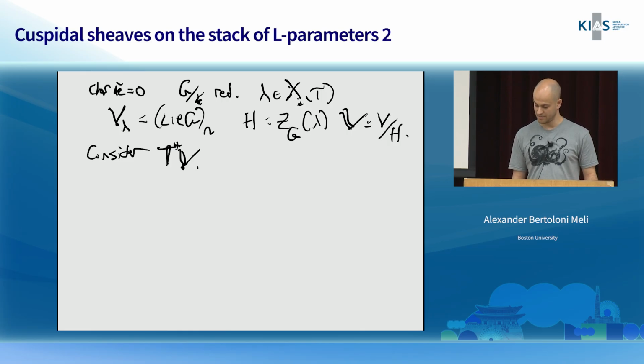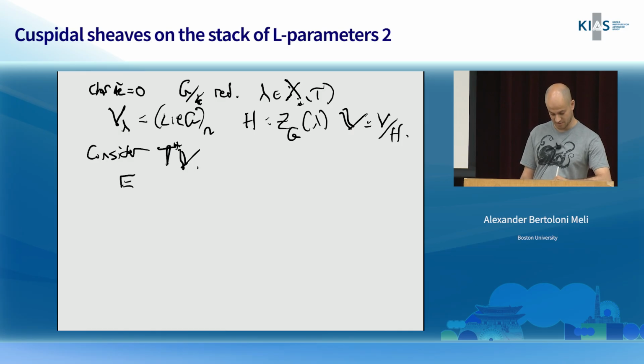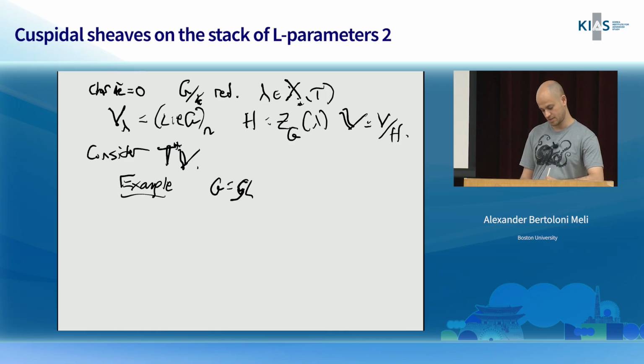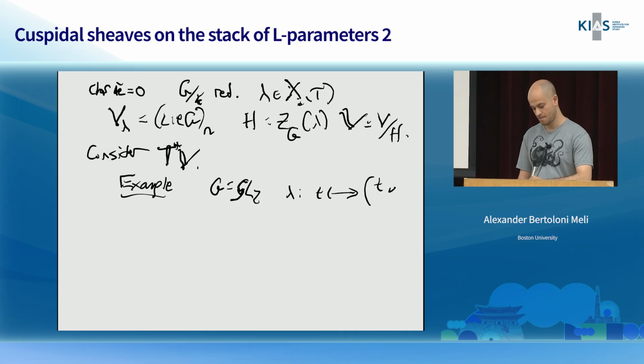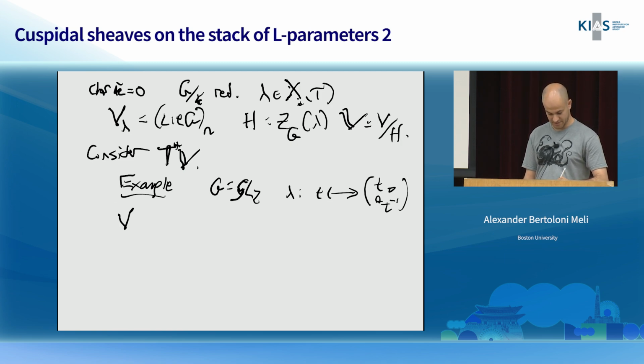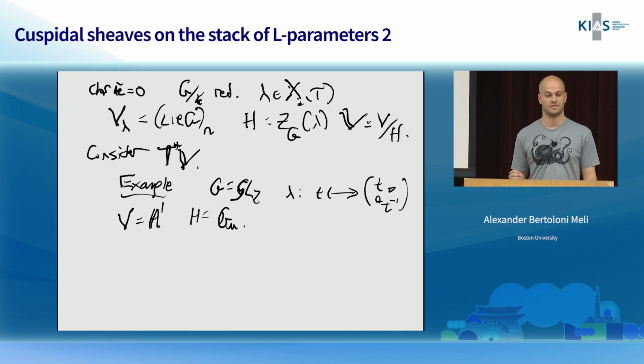Since we haven't really seen any examples of this, I'll give you one example. I want G to be SL2, and I want lambda to be this thing. In this case, V will be just an A1, and H will be a GM. There's maybe a minimal choice, but if n works, 2n will also work, but you would then change your co-character.